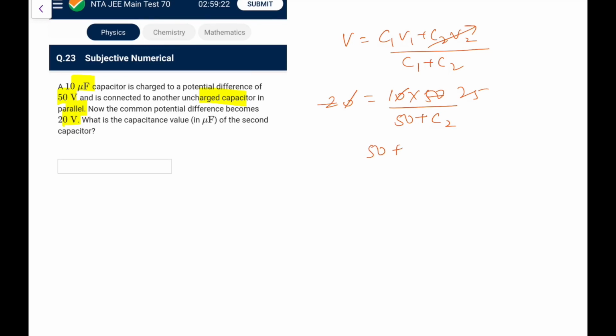What we will have, 50 plus C2 is going to be not 50. That's why I was saying there's some issue. This is 10, because otherwise C would have been negative, so it was my mistake. So 10 plus C2 is 25, so C2 comes out as 15. So 15 microfarad, that you can directly say.